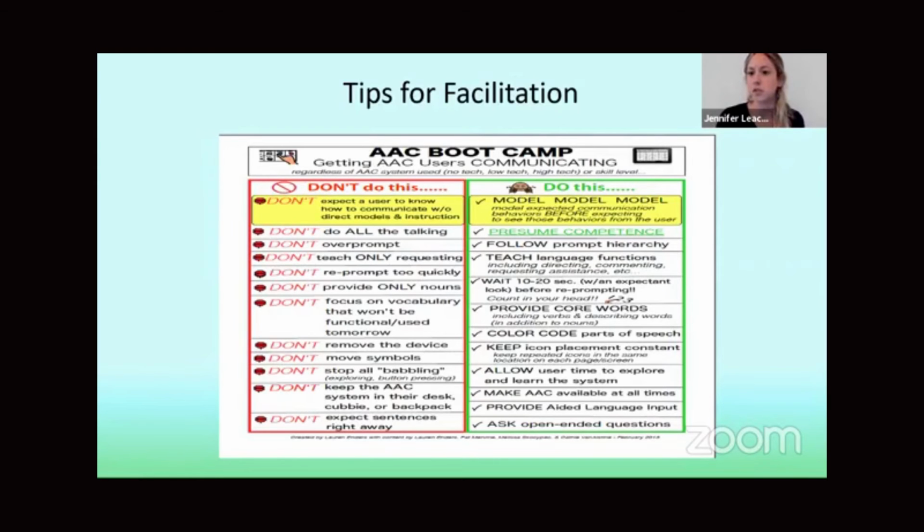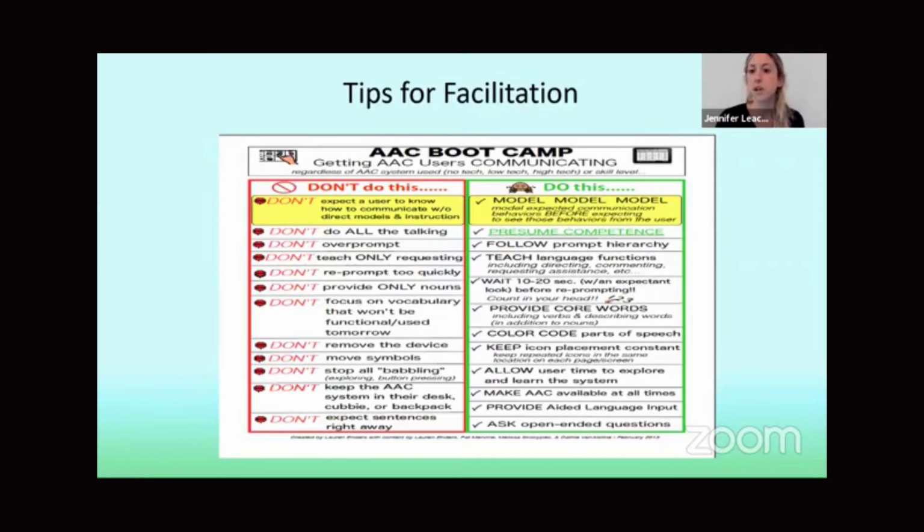You want to allow them to communicate what they want. You don't want to over prompt. Like I said, you want to give them some wait time to think about what they would like to say. You don't want to only teach requesting. Remember, you want to work on all language functions: requesting, commenting, terminating, describing, social functions, all the different language functions. You don't want to reprompt too quickly, because you want to give them some time to think about and process what you just said. You don't want to provide only nouns.